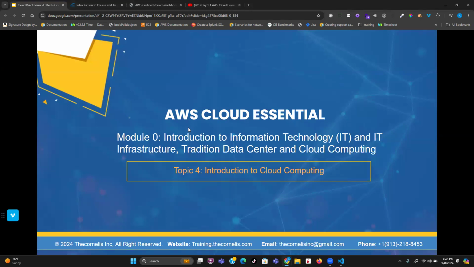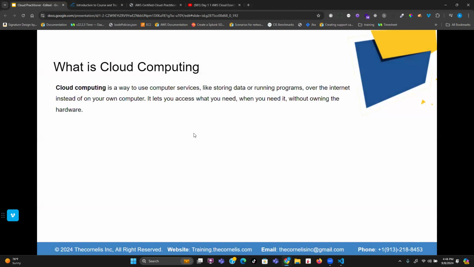So now let's look at cloud computing proper. What is cloud computing? Cloud computing is just a way of using computer services, such as storing your data or running programs, over the internet. That is exactly what I explained earlier. You use computer services or IT resources over the internet instead of owning them, or instead of on your own computer. And guess what? It lets you access what you need when you need it without owning it. You don't need the hardware. You just use it when you need it. So that is cloud computing.